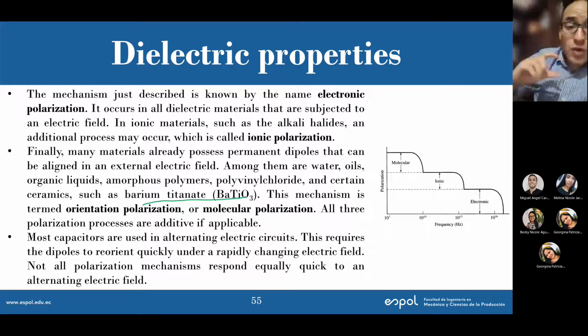So that is called orientation polarization, or molecular polarization, it is the same, right? And so if a material has the three of them, electronic, ionic, and molecular, those three processes are additive.